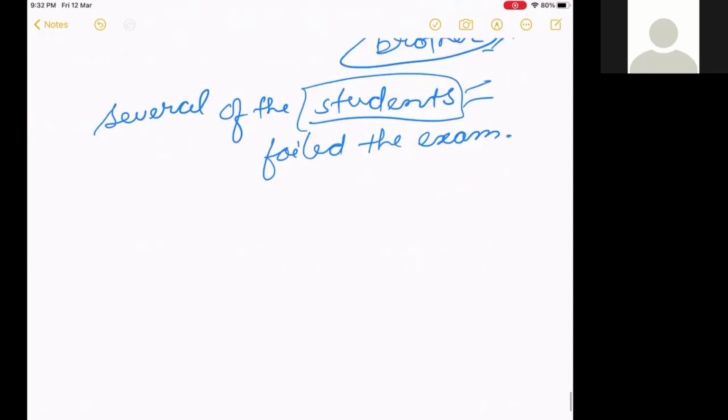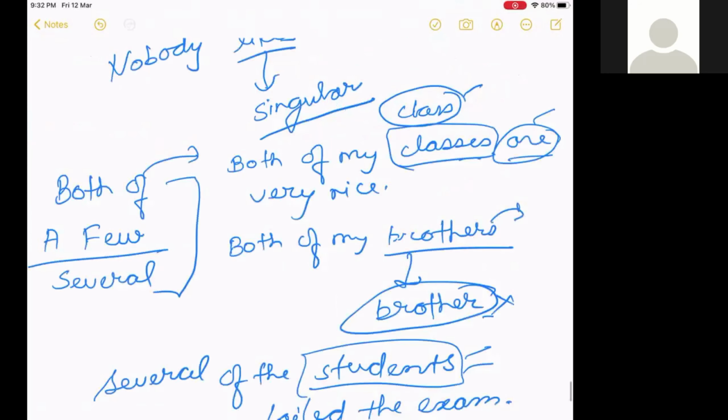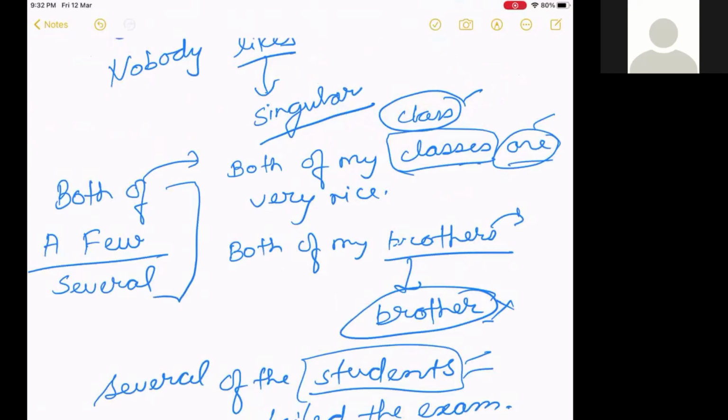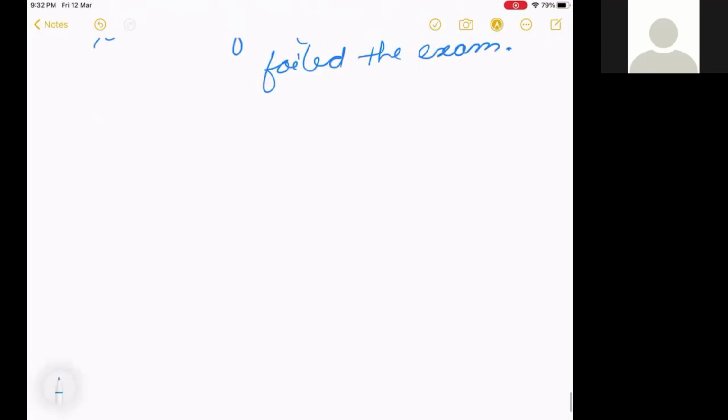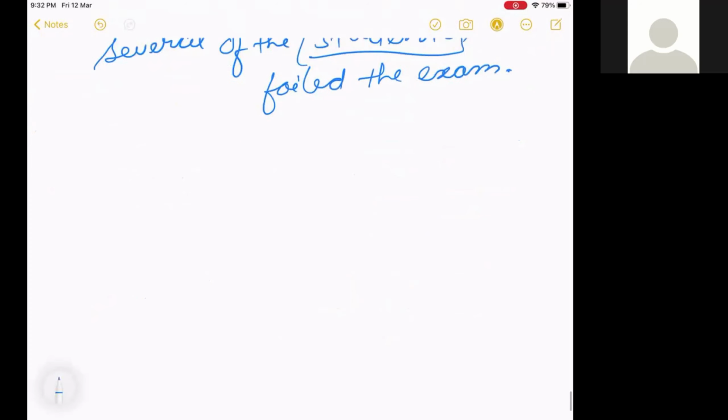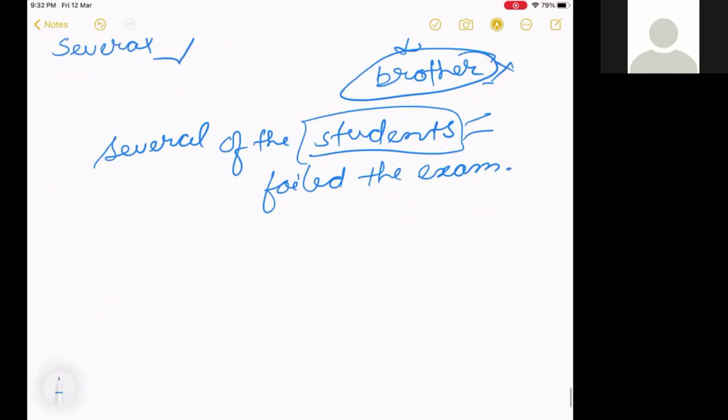Sir, I have a question here. After both, sometimes we use the singular form of verb, like both goes or both eats. Both is a different thing and both of is a different thing. Can you explain that? I'll tell this after finishing this part. Before ending this class, we will discuss this. Is this part clear?